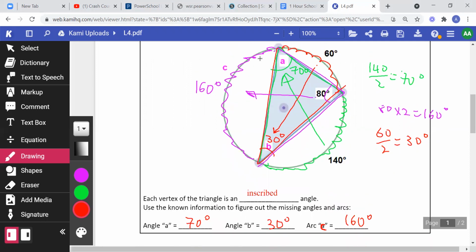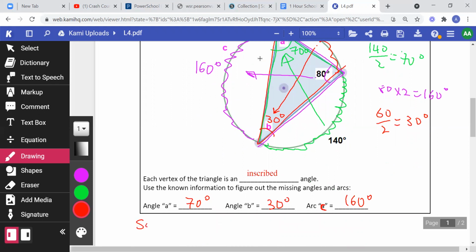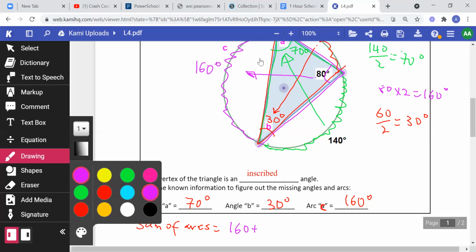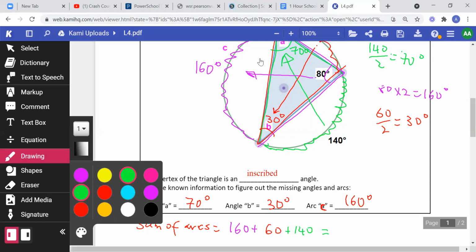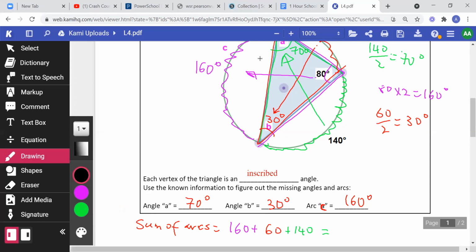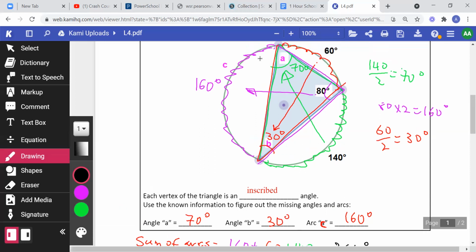So here, if you check very well the arcs around the circle, let's put the sum of arcs together. The purple is 160. The red is 60. And then the green is 140. So adding these three numbers, what do we have? 60 plus 140 is 200, 200 plus 160 is 360. So that means around the circle, the sum of arcs is always 360.